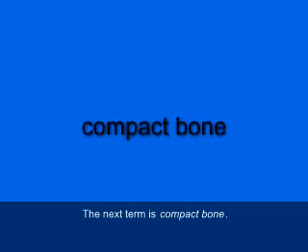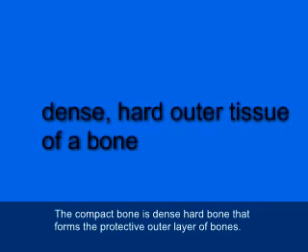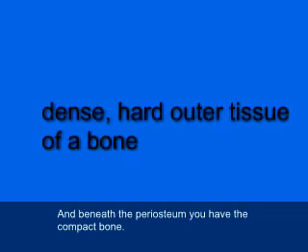And the next term is compact bone. C-O-M-P-A-C-T, bone. The compact bone is dense, hard bone that forms the protective outer layer of bones. Now don't confuse that with periosteum. The periosteum is a fibrous outer covering of a bone, and then beneath the periosteum you have the compact bone.